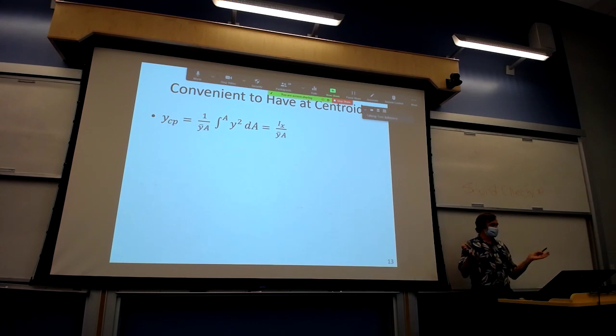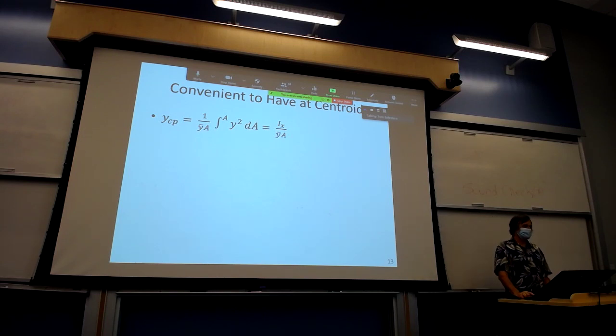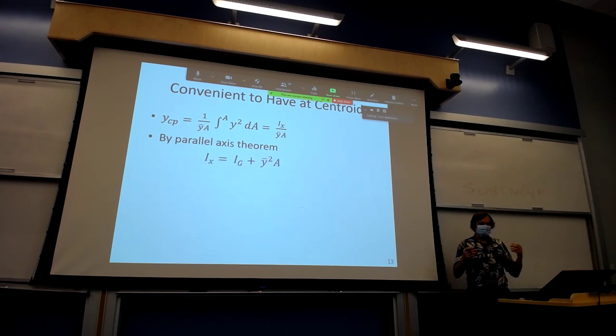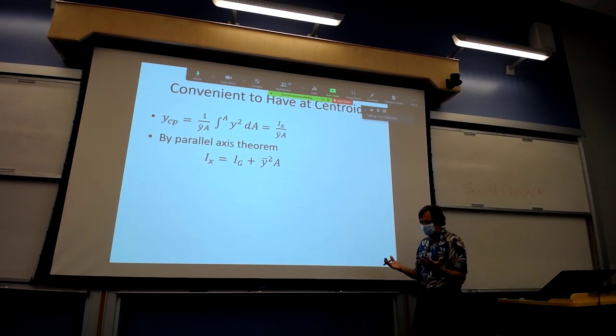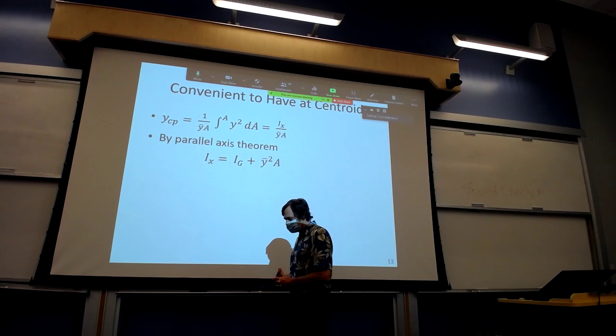So, this is the equation we had: the distance to the center of pressure is equal to the moment of inertia about the x-axis divided by y bar A. We introduced the parallel axis theorem last time. What we want to do is move this from the moment of inertia about the x-axis to the moment of inertia about the centroid.